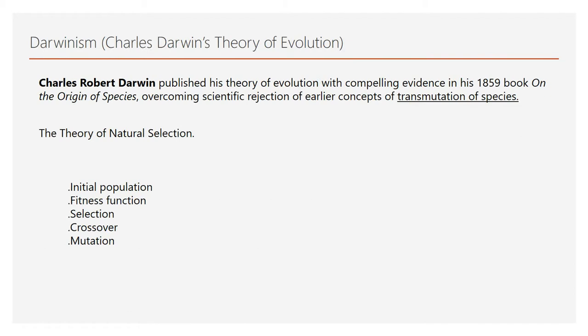So why and how did the genetic algorithm idea evolve? It is actually an idea evolved from Darwinism, Charles Darwin's theory of evolution.